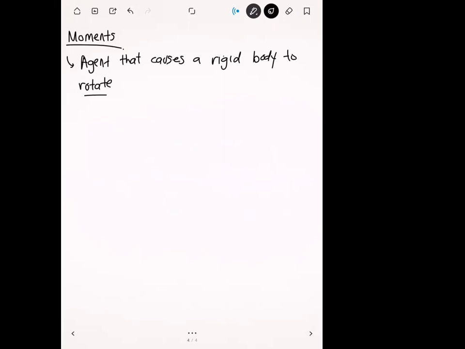In order to compute a moment, you actually need a force, and you also need a reference point, or a pivot point, that you're going to rotate around. Okay?